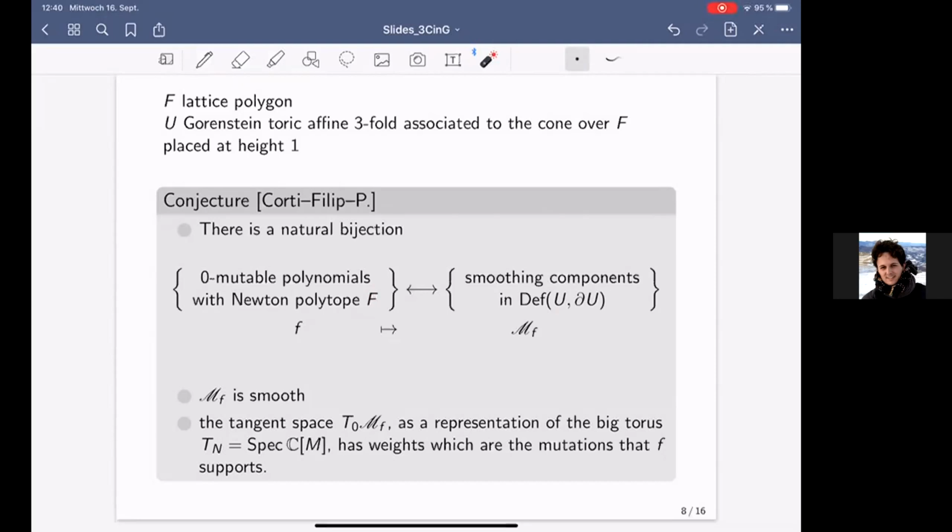Of course, there is also a classical surface theory on this. So they are just some kind of sections of line bundles on certain blow-ups of toric surfaces.